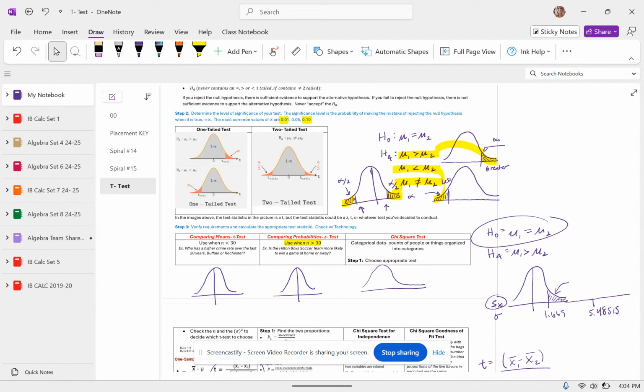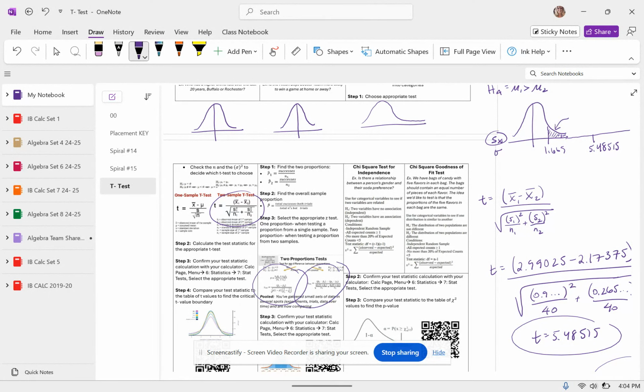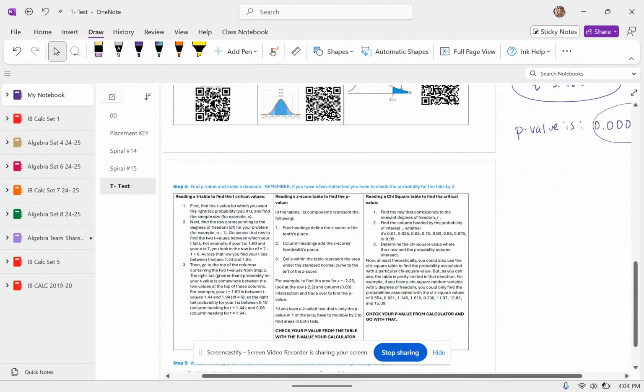I don't know. So that's for a t-test. A z-test is the same thing. You would just use a different test statistic and a different chart to quantify your results and find the p-values. All right.